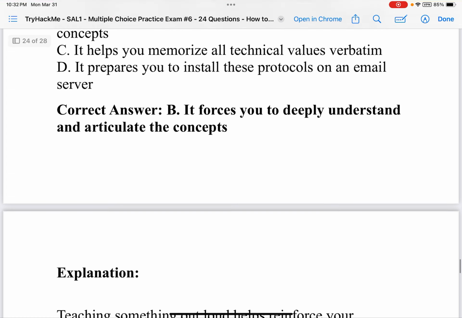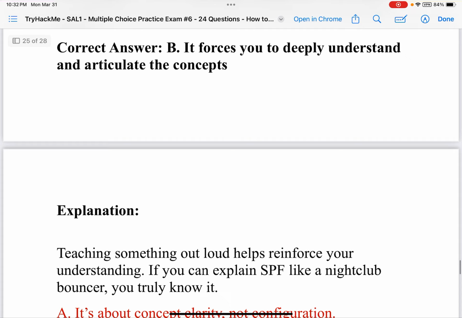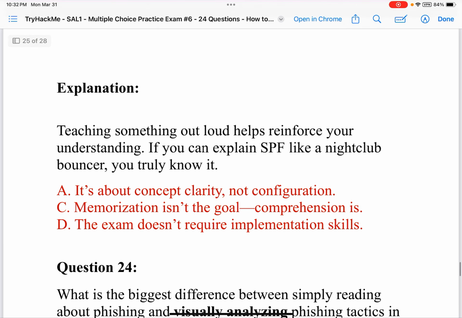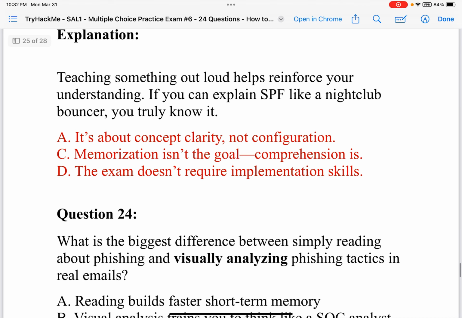And let's keep on going. Explanation. Teaching something out loud helps reinforce your understanding. If you can explain SPF like a nightclub bouncer, you truly know it. There's the red text. You know what to do. Pause the video and read over why they're incorrect. Question number 24, final question.